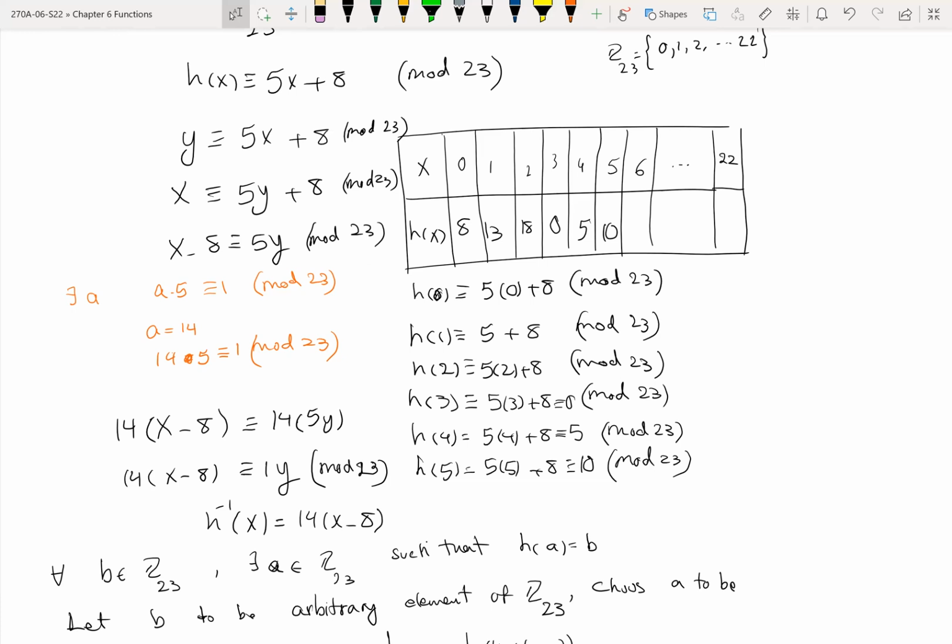Can you say again about 14? Still confusing. So for me, it was just really looking for a number. You have to look for a number when you multiply. The number that you're looking for has to be from 0 to 22. You're looking for one number from 0 to 22, which you multiply by 5, divide by 23, and your remainder is 1.